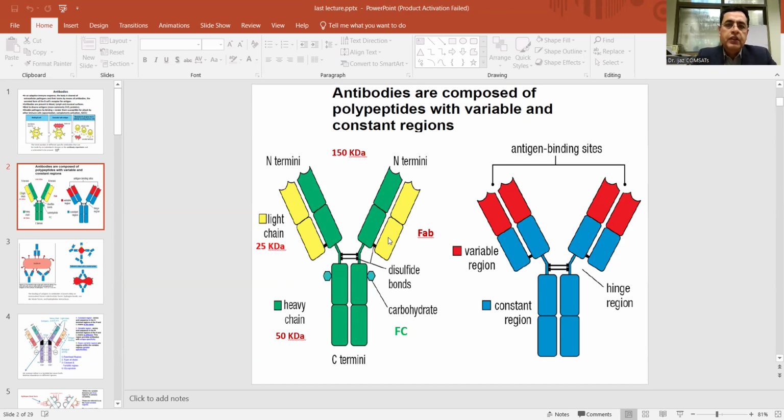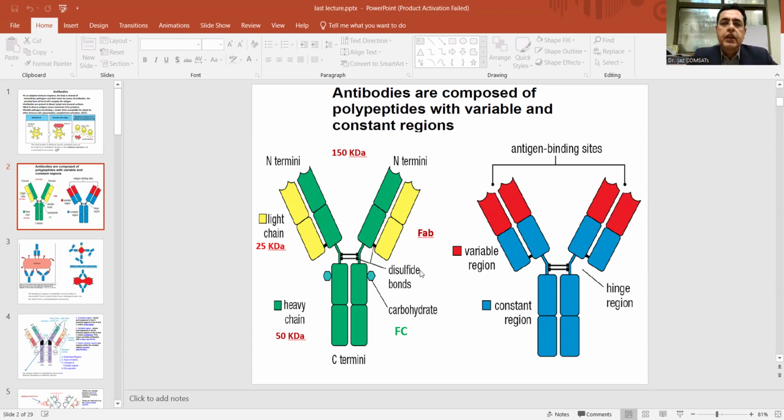And these heavy chains and light chains, all of them are joined together with the help of disulfide linkages. So here is the antigen binding site shown in red. The variable region is found both in the heavy chain and light chains. So this red part is showing the variable region, or the region which would be used for binding with an antigen. So this region is also called Fab region.